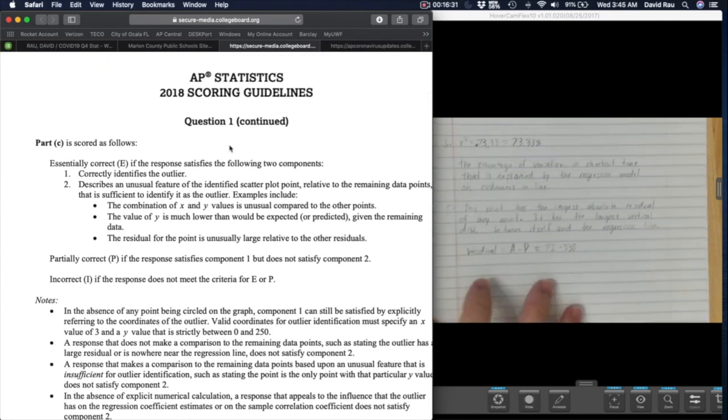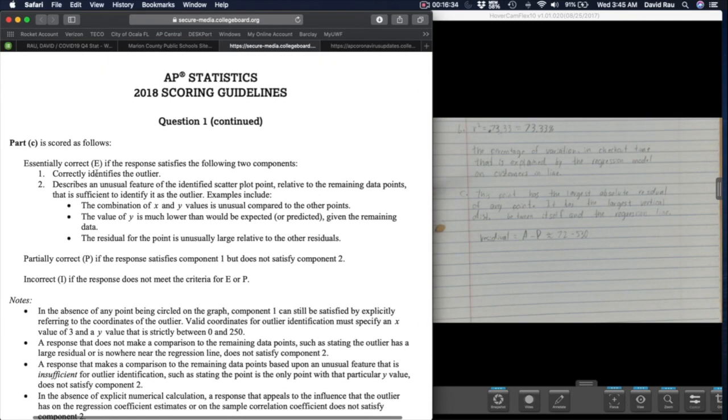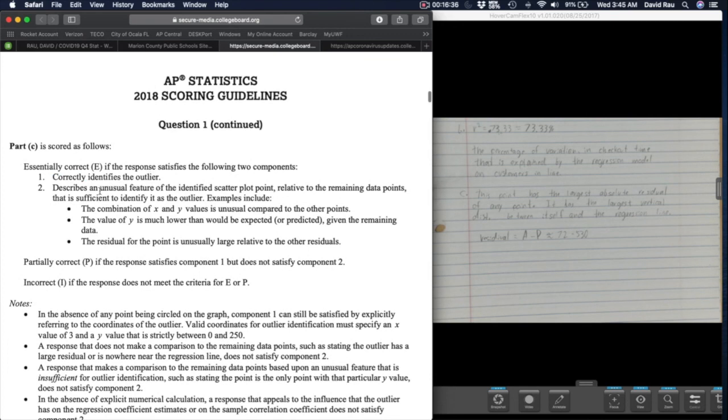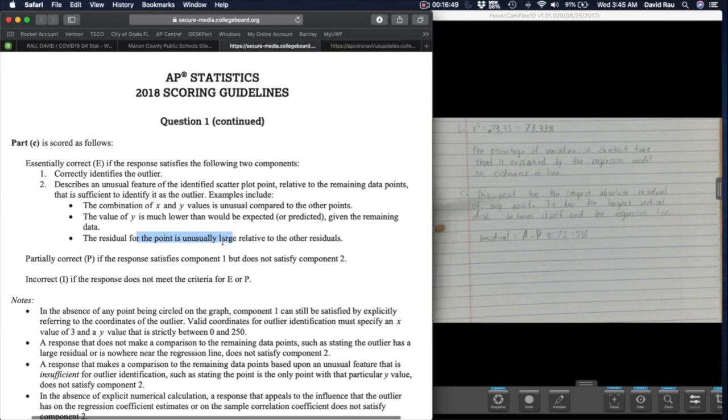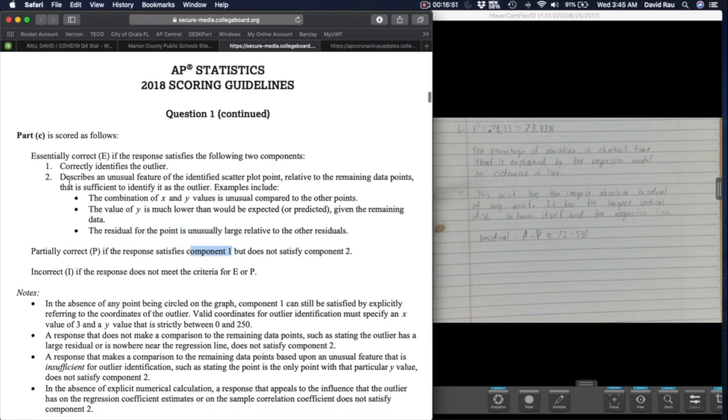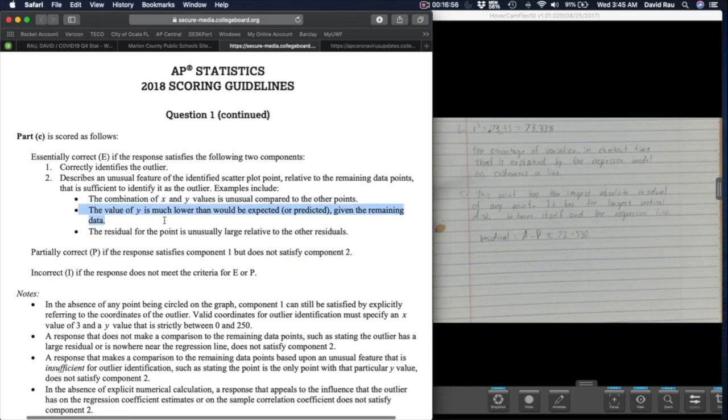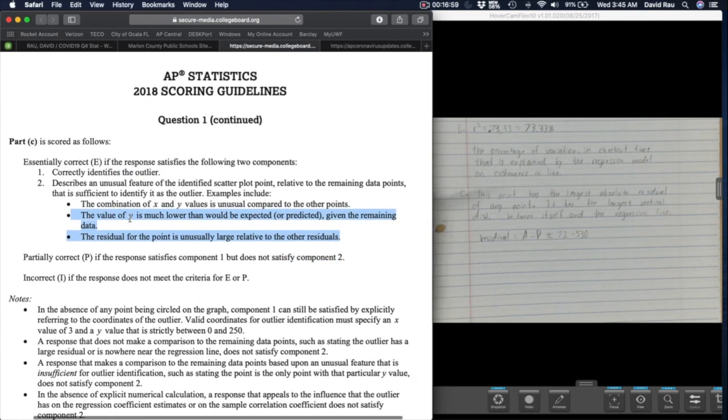Okay, last but not least, did you correctly circle the point? And do you describe the unusual feature, again, the fact that the value of y is much lower than expected. The residual is large, so I kind of said both of those. You only have to say one. So again, make sure you identify the correct outlier, and make sure that you also mention why it's an outlier to get both parts.